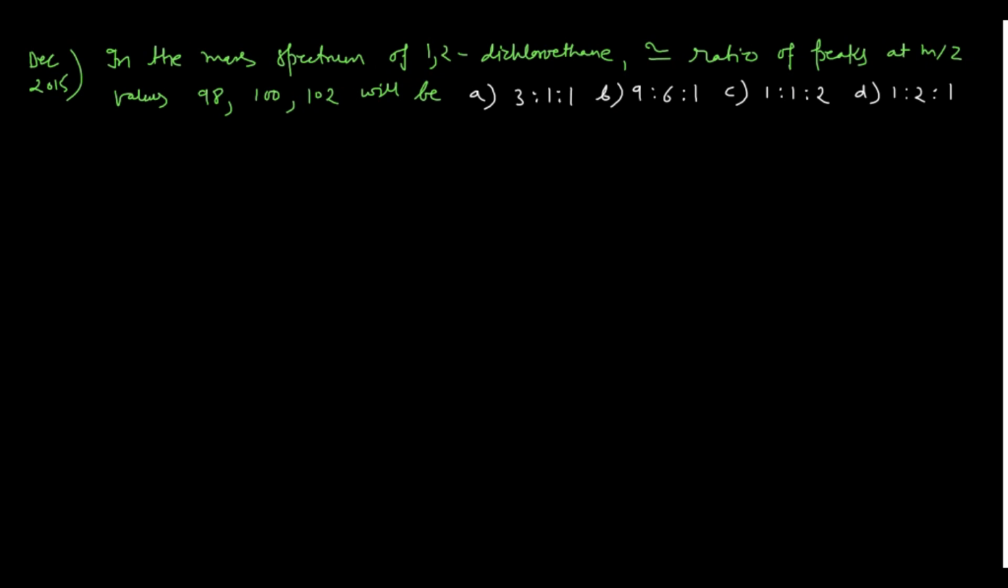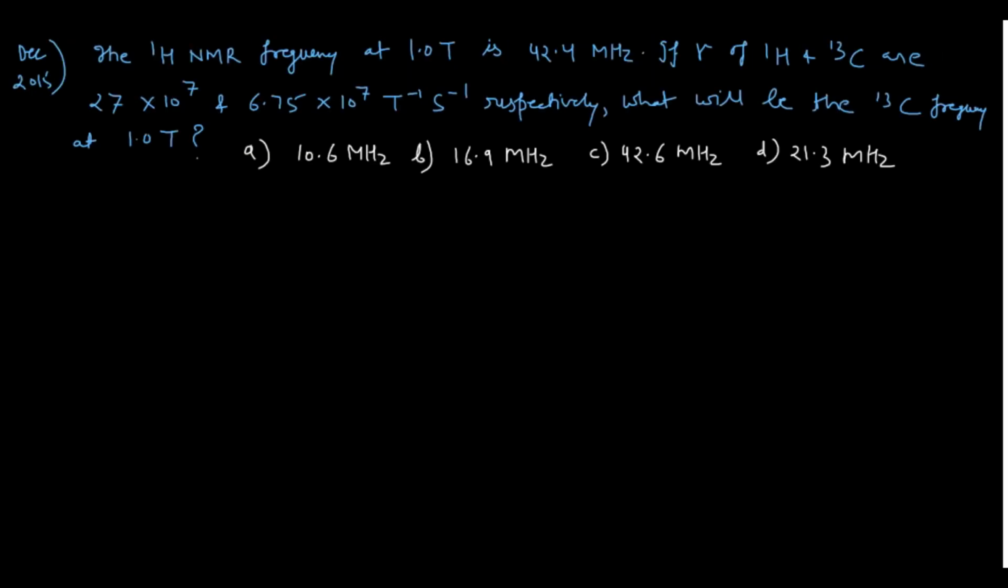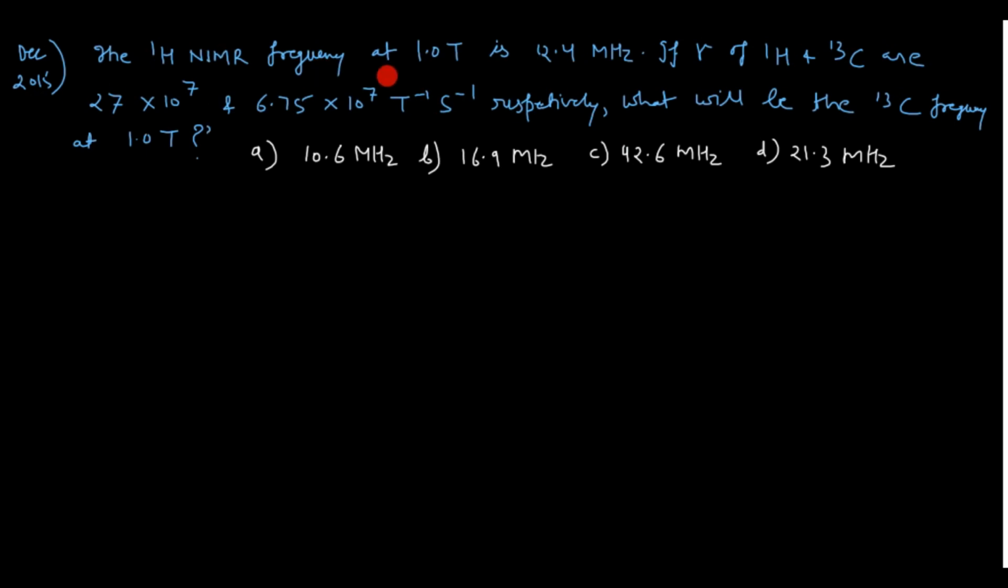Now moving to the next and last problem. It says the proton NMR frequency at 1.0 Tesla, this is the magnetic field, is 42.4 megahertz. That means your proton is resonating at 42.4 megahertz, and 1.0 Tesla is the magnetic field. If the gamma, that means gyromagnetic ratio or magnetogyric ratio, for proton and carbon-13 are 27 into 10 raised to the power 7 and 6.75 into 10 raised to the power 7 Tesla inverse second inverse respectively, what will be the resonating frequency of carbon-13 at the same magnetic field, that is 1.0?